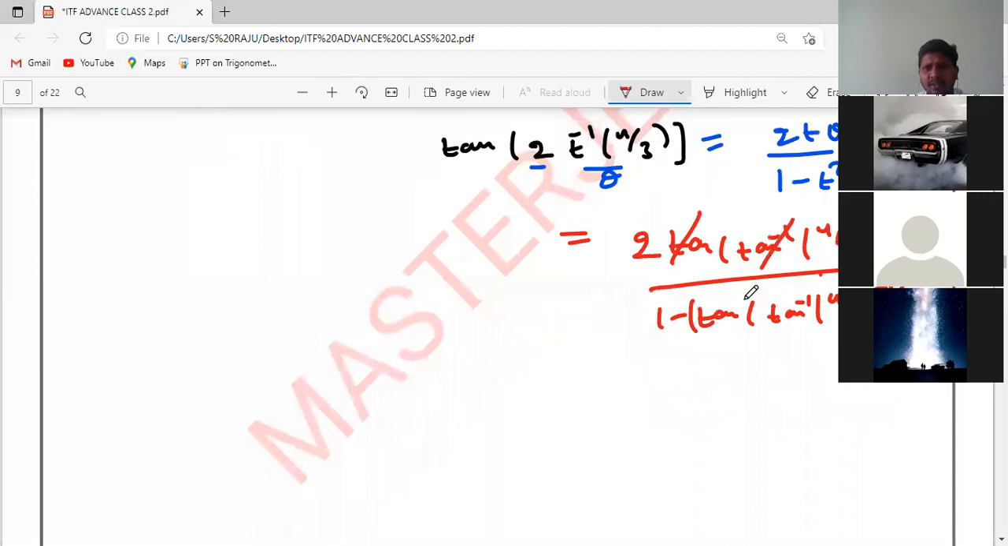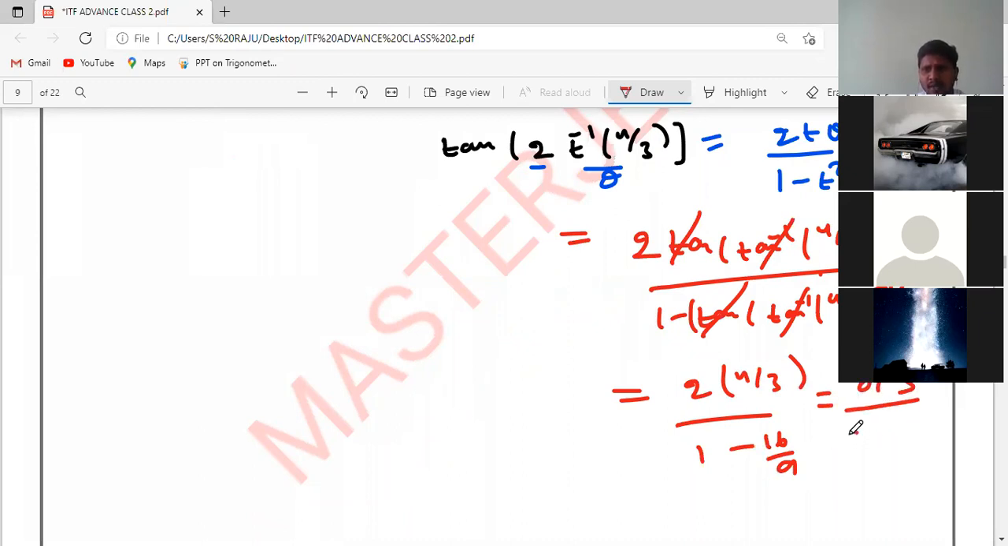See here, tan inverse cancels. Here tan inverse cancels. Finally, 2 into 4 by 3 by 1 minus 4 by 3 whole square, that is 16 by 9. So here 8 by 3 by, downside when I take LCM 9, 16 by 9. So what is the answer then? When 3 becomes numerator, 8 into 3 by minus 9 minus 16, minus 7. So here we got minus 24 by 7.